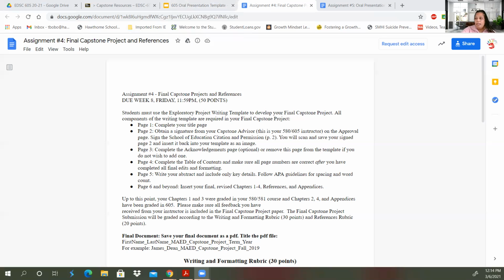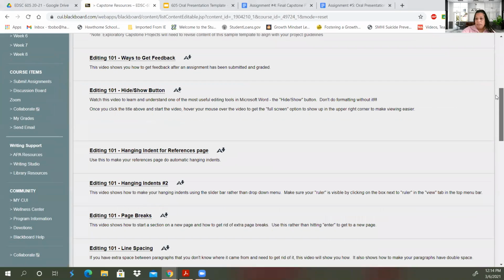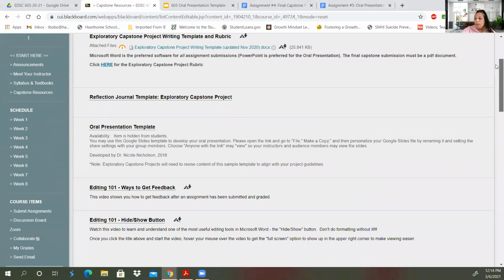Okay, so again, you can find all of this information under our capstone research resources. Here is the exploratory capstone writing project template. Everything should be filled out during this section. The exploratory capstone project writing template, it should be right here. The oral presentation is here. The reflective journal template, again, here, making sure you have your journal entries, which is something that you've been working on and to complete and incorporate into the project during this class, okay?